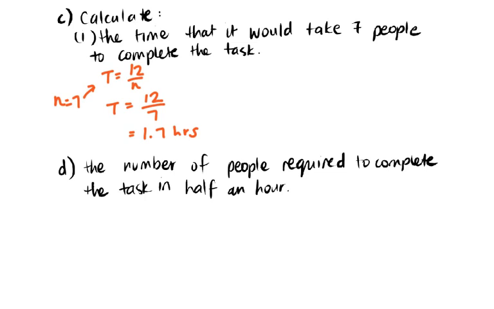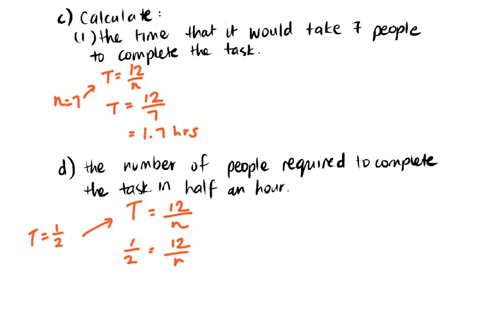Now part D says to calculate the number of people required to complete the task in half an hour. So now we're going to use our formula again, t equals 12 over n. The time now equals half, because it's half an hour. Remember the units are in hours. So this time we're going to substitute that back in. So half equals 12 over n.